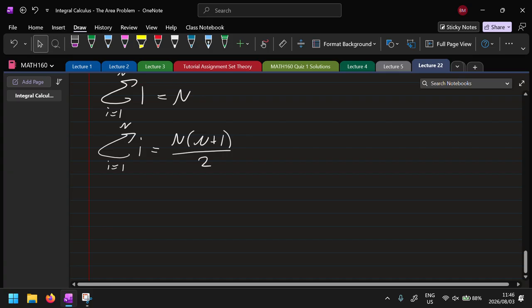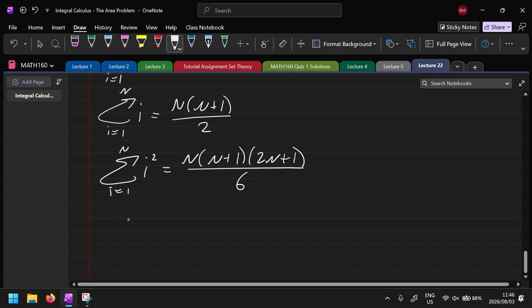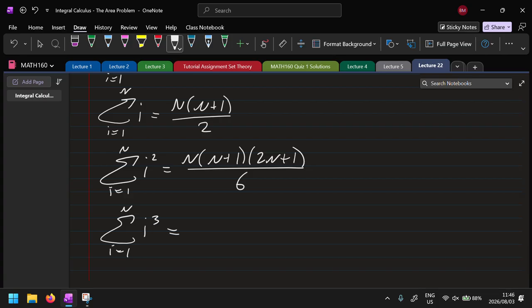Then we have the sum i equals 1 to n of i squared. This was the funny one: n(n+1)(2n+1)/6. And then the last one that we will need, the sum i equals 1 to n of i cubed. This one's easy. It's whatever you had for the sum of i, you square the whole thing. That's for i cubed.